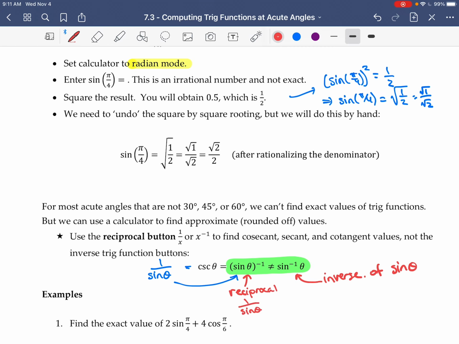So you want to be careful that you want to do 1 over the thing. So you either do it as a fraction, or there is a button that looks like x to the -1. On my calculator, it's above the left bracket. So it does do it, but you could just do a fraction.